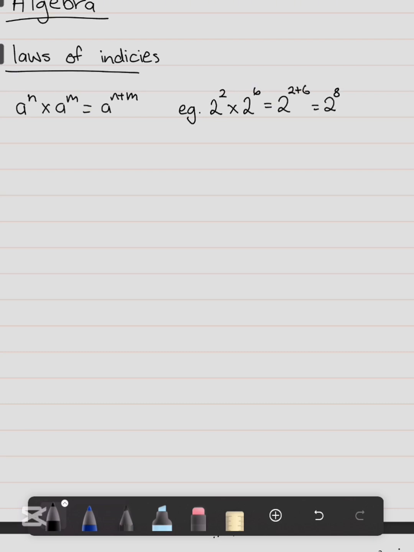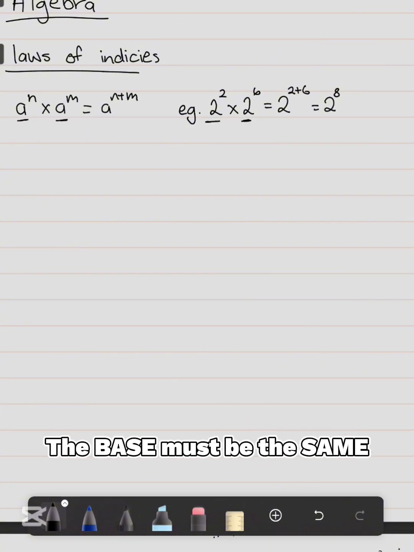The only thing that's happening here is that the powers get added together. The base number should be the same. A common mistake that students make is that when they see x times x, they think, what powers do I multiply? When x is by itself, what it means is that x is to the power of 1. So if it's x times x, it'll be x to the power of 1 plus 1, which is just x to the power of 2.